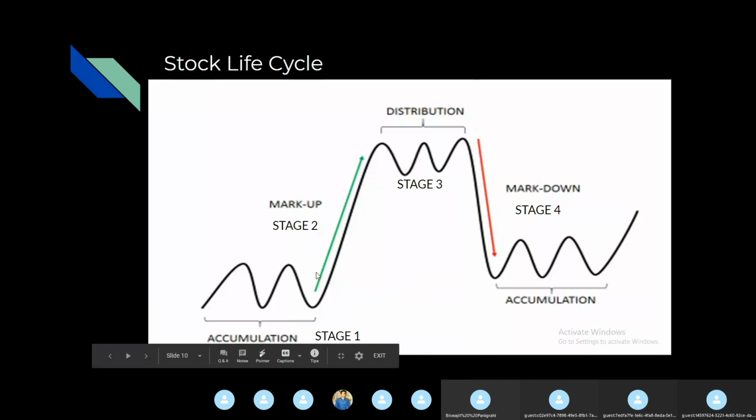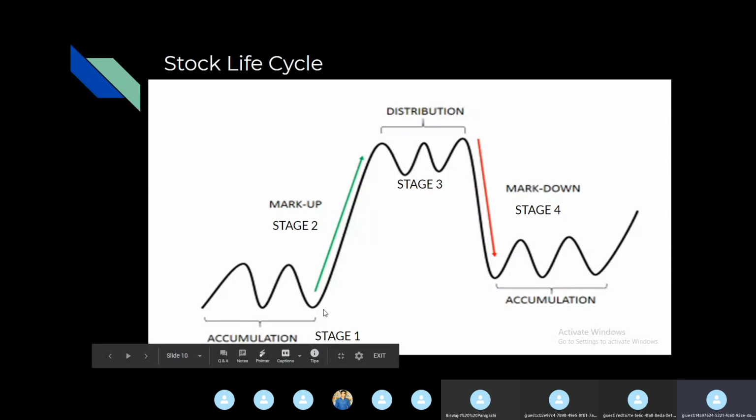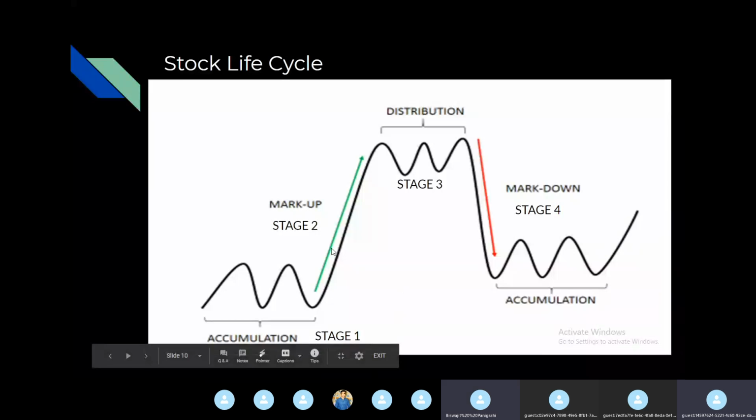Normally we are only concerned with stage 2 and stage 4. We are not concerned about the other stages, though we take accumulation and distribution into the analysis part, we don't trade here, and we don't trade here. We only trade in stage 2 and we only trade in stage 4. So that is our way of working, our way of trading.